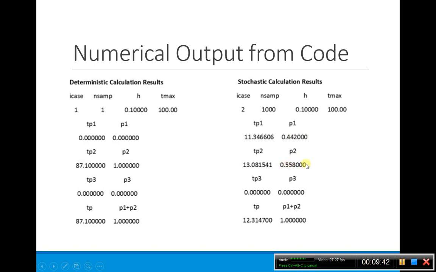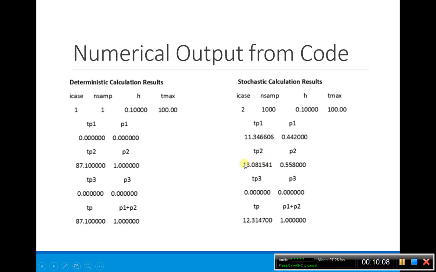So the probability of extinction is about 55.8 for species 2. Probability of extinction is about 44.2 for species 1. Notice that varies over here, right? So here it looks like species 1 always wins. Here species 1 doesn't win all the time. Sometimes it dies off, and when it dies off, it dies off much faster on average than species 2 dies off.